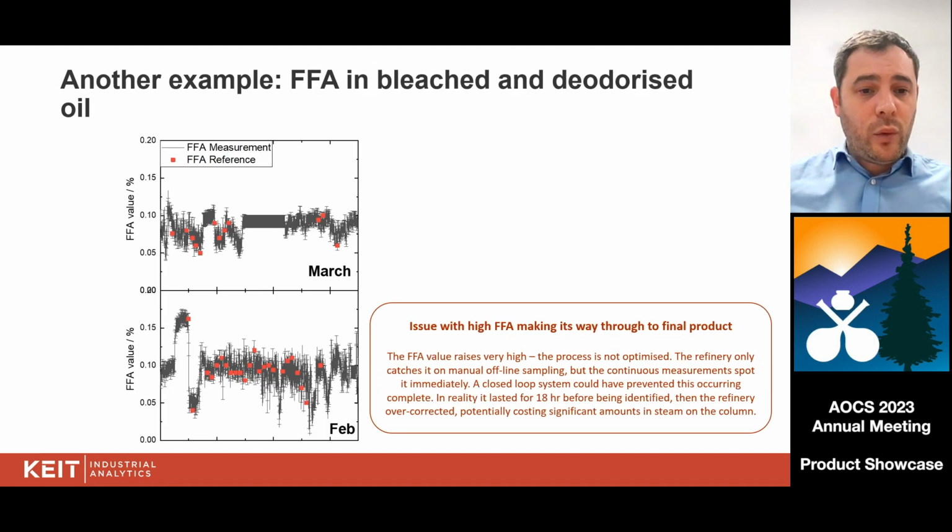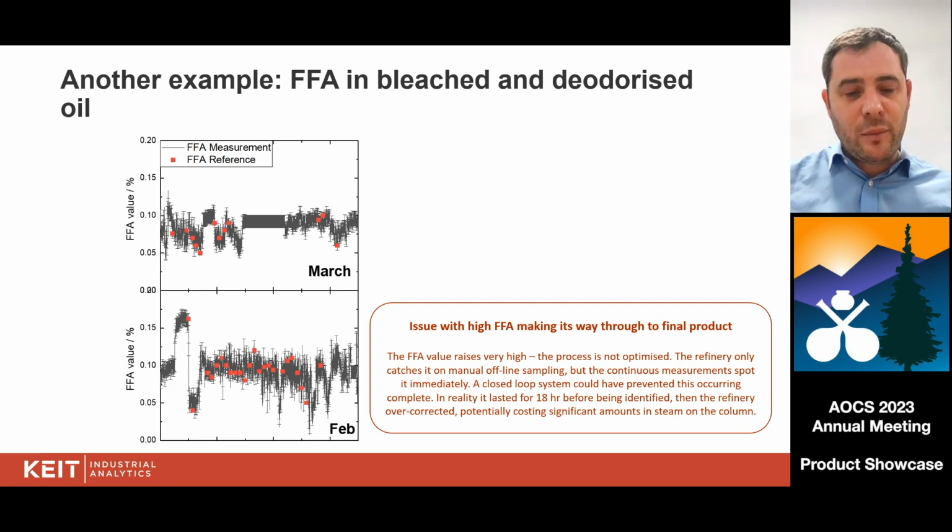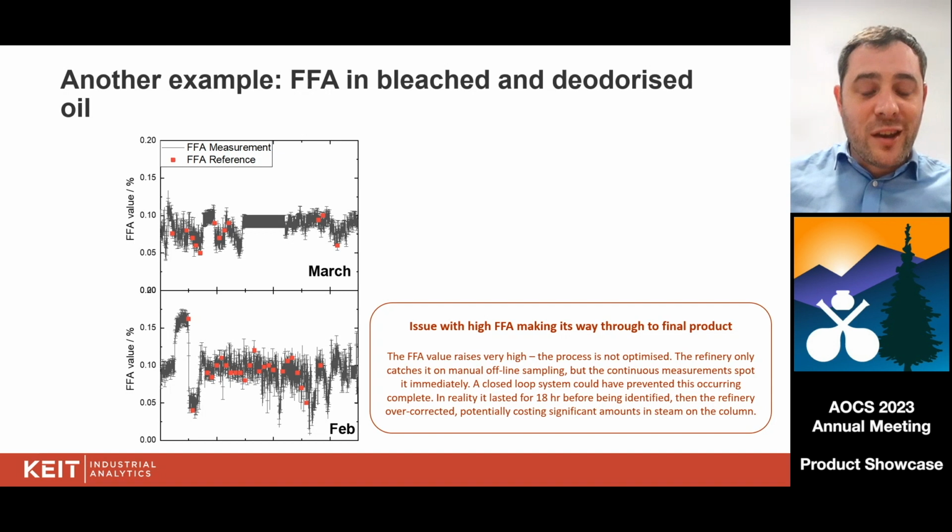Here's another example. This is data that we've looked at bleached and deodorized oil. So this is obviously at the back end. This is oil that is about to go for sale. And this is my favorite graph I've ever taken of fats and oils processing. Under February data, you can clearly see a very, very stable sample. It's been stable over time, and then it jumps.